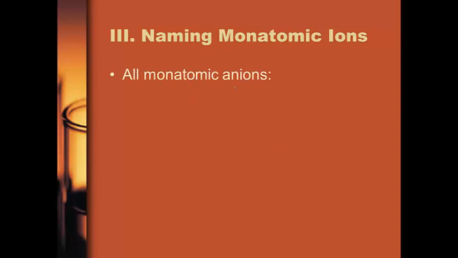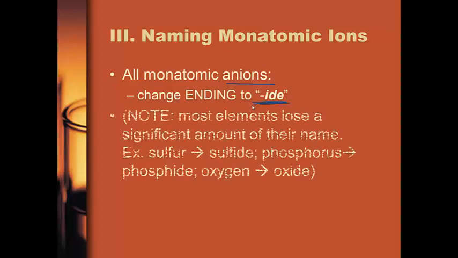Now, for anions, don't forget, anions are your negative charges. All your anions must end in "ide" if they are monatomic. And you do not just add the word "ide" to it. Most elements will lose a significant amount of their name. So sulfur does not become sulfuride, it becomes sulfide. You drop the UR part. Phosphorus does not become phosphoruside. You drop all of this, ORUS, and then you add the "ide" to it. Oxygen is not oxygenide, but you drop all of that, and the Y, and it becomes oxide.